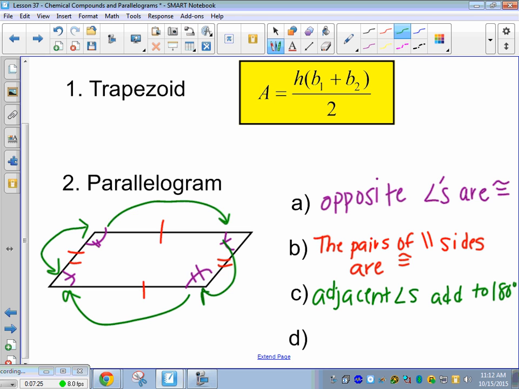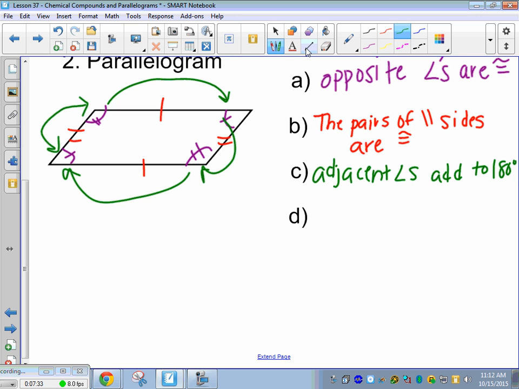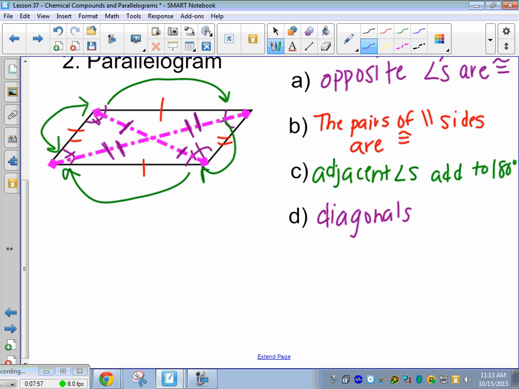So if we know any one of those angles, we can find all the other angles using supplementary angles, and opposite angles are congruent. All right, and the last thing is about the diagonals. The diagonals are the lines that you draw from opposite corners right here. What we can say about the diagonals is that this piece here is equal to this piece here. And if you go the other way, same thing. So they actually cut each other in half, but the word that we're looking for is that the diagonals bisect each other. Bisect means cut each other in half. Okay?